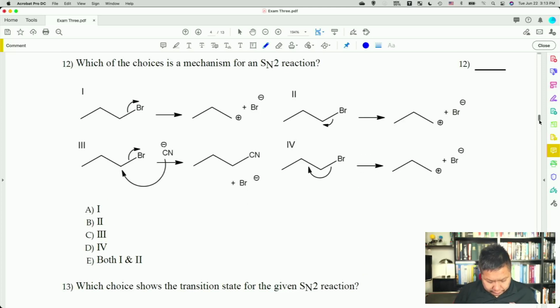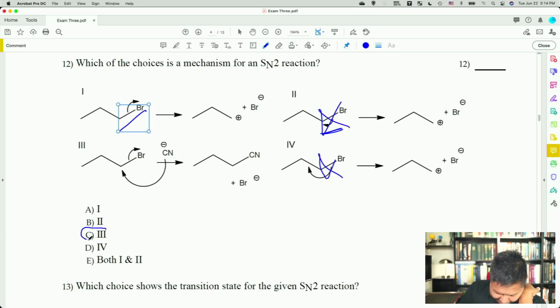Okay. This one here, which of the choices is a mechanism for an SN2 reaction? Let's see here. SN2 reaction. Well, here we have a leaving group just leaving on its own, so that's an E1. And I don't even know what that is doing right there. That's just wrong. And I also don't know what it's doing there. Right? So the only one left is C. This guy right here. That's the only correct mechanism.